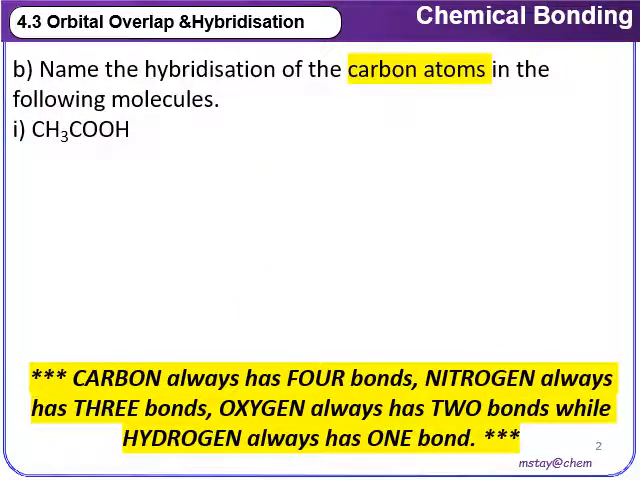Now based on these tips, we try to draw the Lewis structure for CH3COOH. As we know just now, carbon always has 4 bonds. So 3 bonds are bonded to the hydrogens, and then the 4th bond will bond to this carbon. And then the other carbon is going to bond to oxygen.